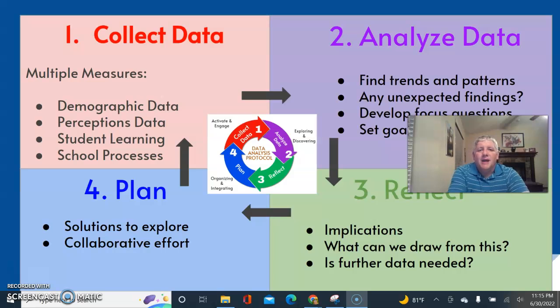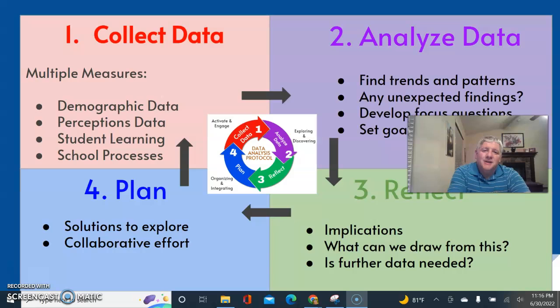Okay. Number one, you're going to collect the data. It is important to look at all measures of data, and this includes demographic data, perception data, student learning, and school processes. Next, you're going to analyze the data. You're going to find trends and patterns, look for any unexpected findings, develop focus questions, and set goals.